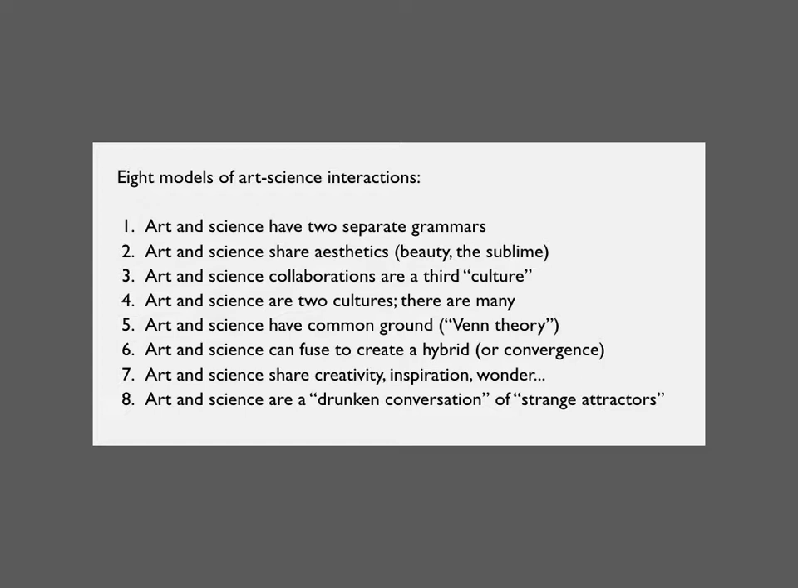There is a theory that I like to call the Venn diagram theory, that there is a certain area of common ground, of commonality between art and science that needs to be addressed or defined. Then there's this notion that the two can converge and produce a hybrid. There are various terms for this. And then there are people, mostly art educators, who would like to get art and science together under the rubric of creativity or inspiration or wonder.